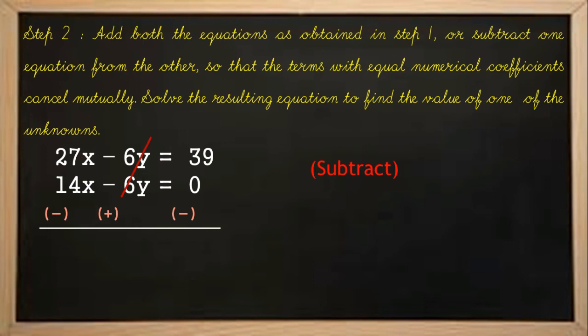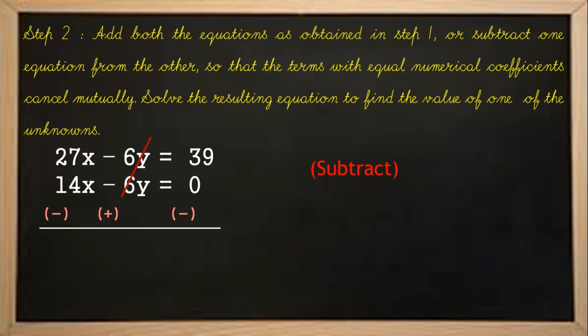So in this example, if I do addition, I cannot eliminate any of the variables. So we have subtracted the equation. When we choose the step for subtraction, automatically all the signs of the second equation should be changed. Now minus 6y and plus 6y is eliminated. So what did we do? We subtracted one equation from the other so that the terms with equal numerical coefficients, that is with y, are cancelled mutually.